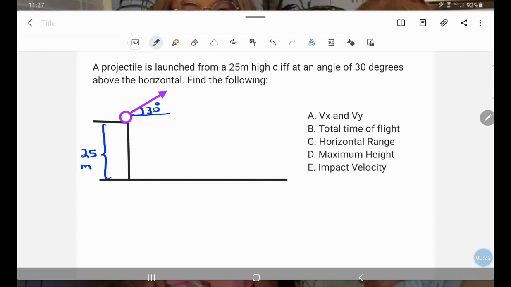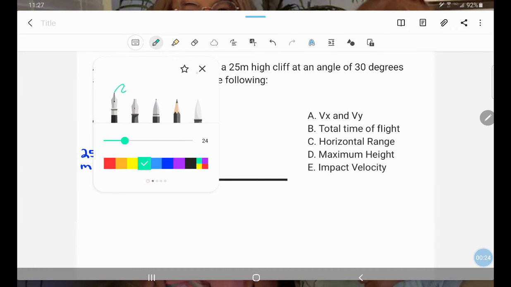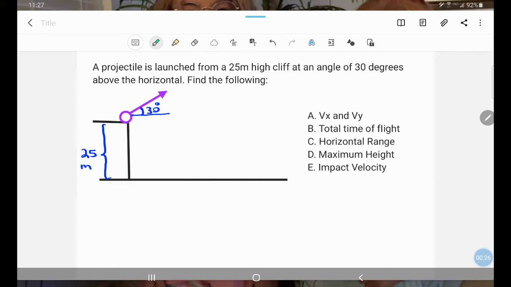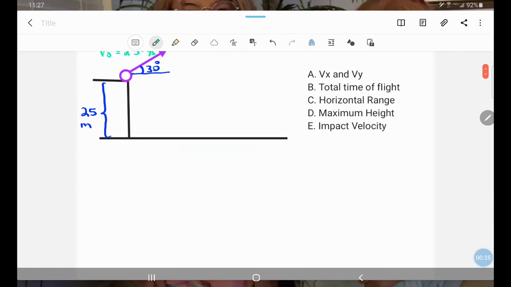And it looks like, guys, that I forgot to give the projectile an initial velocity. So let's just say V initial is 25 meters per second. All right, so for part A, we want Vx and Vy.